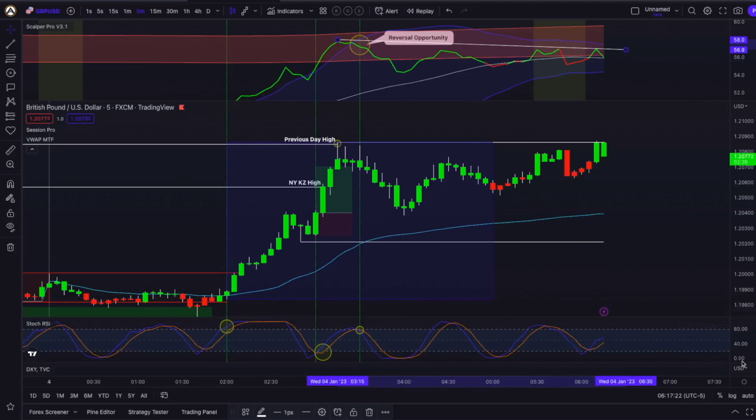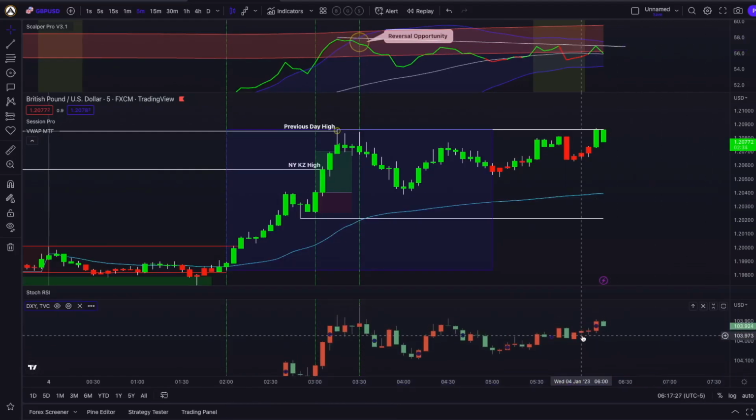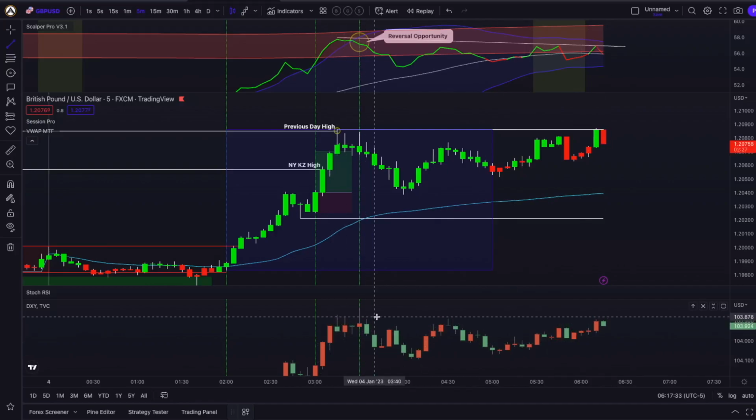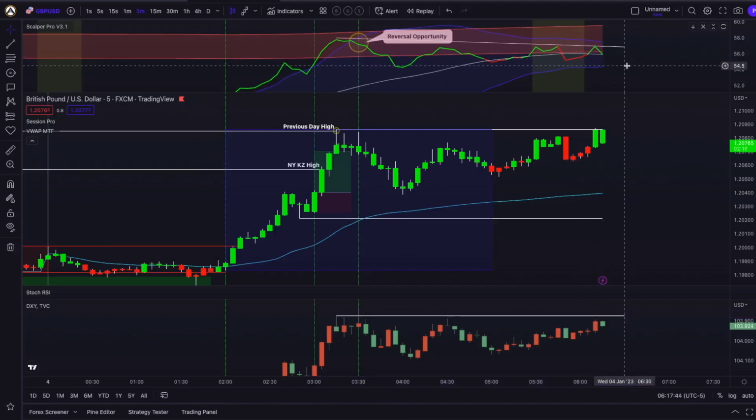And if we pull up the DXY, let me minimize the stochastic RSI, we see that we also are in some sort of a pennant right here, forming higher lows, but at the same time lower highs relative to this high at 3:15. So we will see if we find some divergence in here, DXY divergence, for a potential reversal opportunity after this squeeze here that has been confirmed by the Scalper Pro for a reversal trade to the downside. We will see what happens.